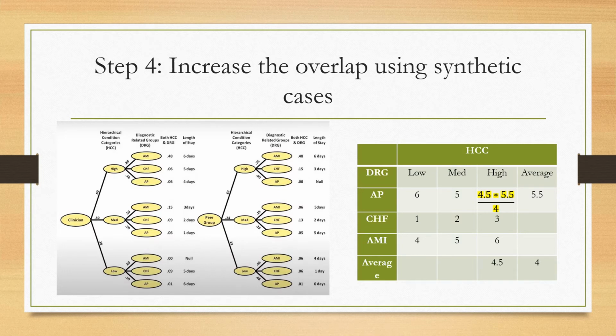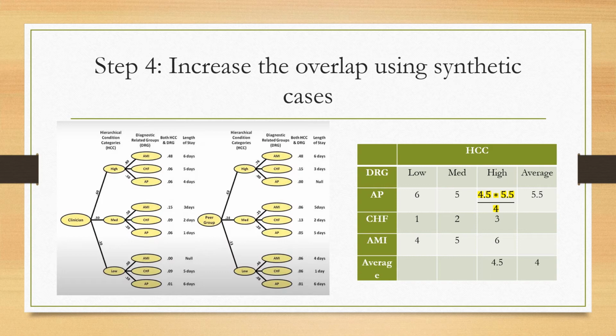Before I run the code, I would like to show you the structure tree to see how it works. Here is an example. As we can see in this picture, the probability of different patient types is referred to as the distribution of patients. We notice that the peer group on the left has no patients with high HCC and APDRG. Therefore, we need to estimate the outcome for the peer group using synthetic cases for the missing values to increase the overlap. And this is how we're going to calculate the missing value.